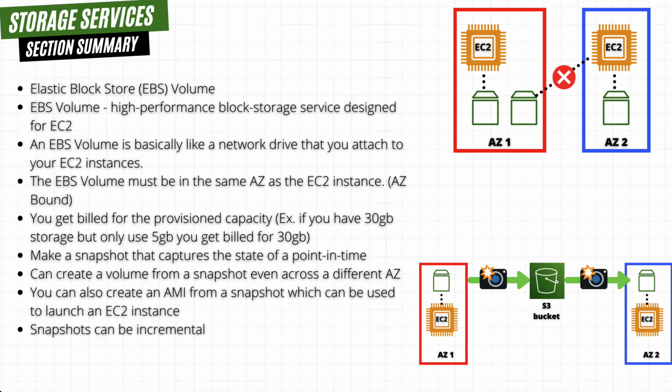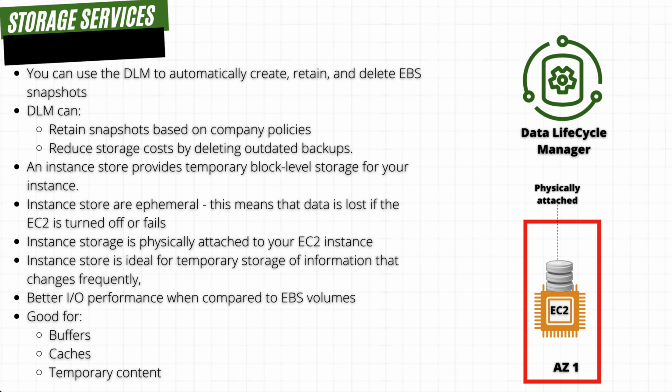You can make snapshots of your EBS volumes, and the snapshots capture a point in time of your EBS volume state. We use these snapshots to create new volumes and can use them to create volumes across availability zones and regions. We can also use them to create an AMI, and we can use them to launch and create new EC2 instances. Now, we also have the DLM, or Data Lifecycle Manager, that can help us automate the snapshot process. It can help us enforce company policies that are meant for us to retain and delete backups.